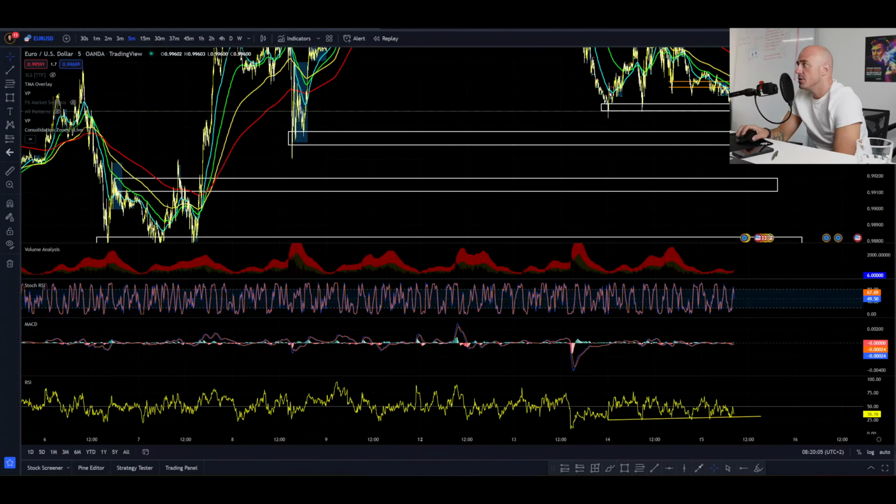Volume profiles just give me an indication of why it rejected off of that area. Why did I get a 3-line strike here? Oh, because there was a lot of buying volume. Oh, because there was a lot of selling volume. It's just another read-in-between-the-lines type thing. It's just a confluence.